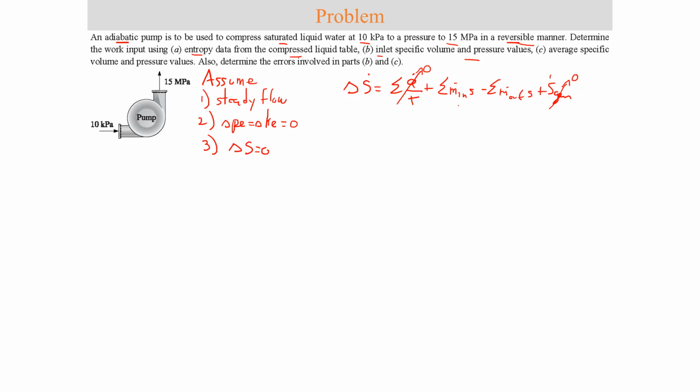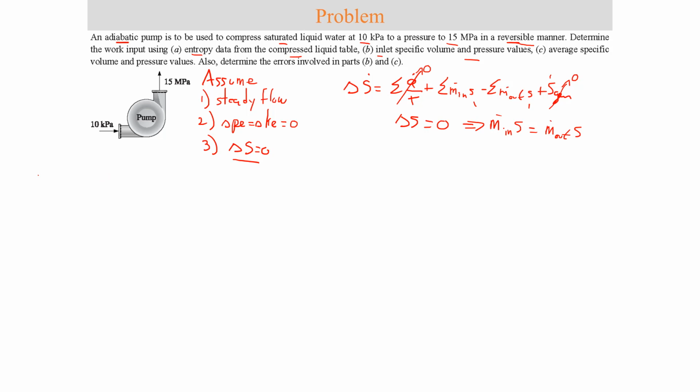There's no other way for entropy to be generated other than the change in and out. So if I'm going to make the entropy change zero, the entropy in by mass has to equal the entropy out by mass. So this ends up becoming an isentropic process.